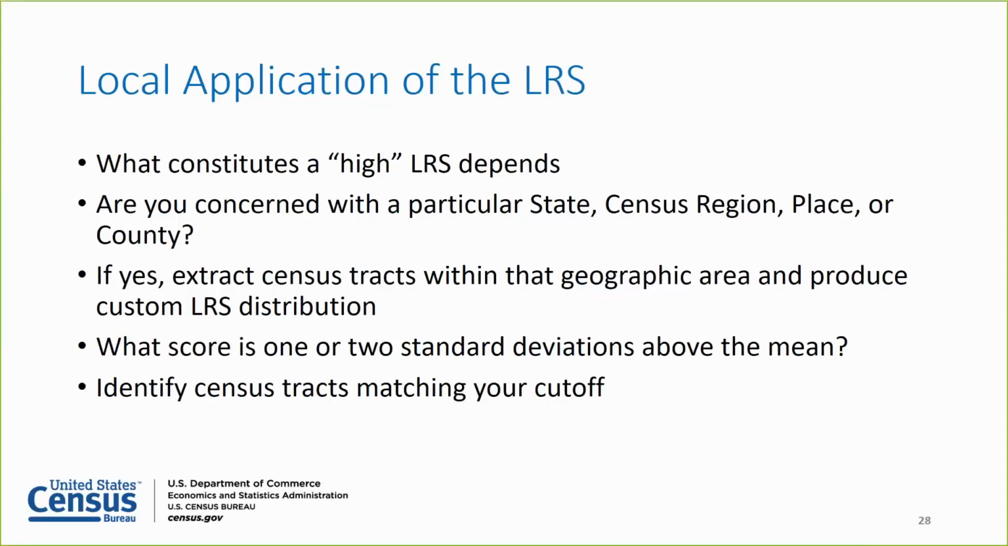So, if you're concerned about one of these particular local areas, extract, like the example I gave, where you just look at that area and produce a custom distribution. What is the median or the 75th percentile for that area or place? What score is one or two standard deviations above the average? And then you can identify those tracts that match your cutoff for the area you're interested in.